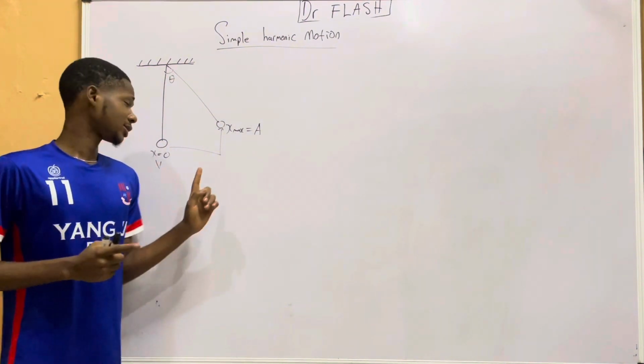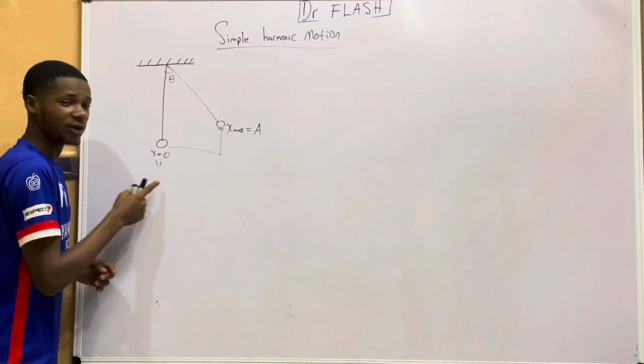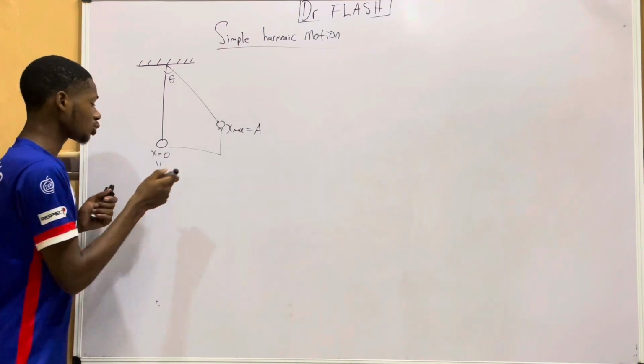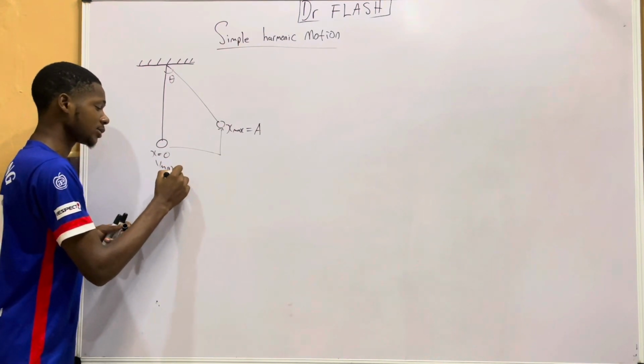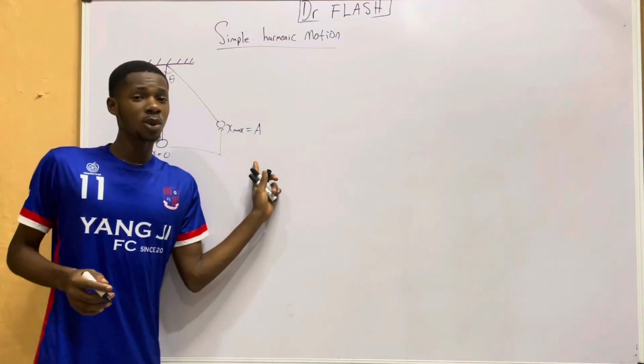What you notice is that the velocity at this point is always the highest because it passes through this point with a very high speed. So I'm going to say the velocity here is maximum. Now you should take note that if one quantity is maximum here, it tends to be minimum on this part.